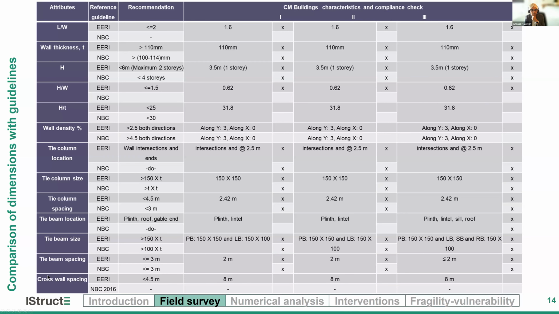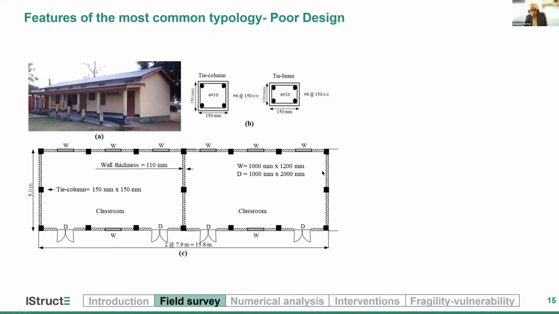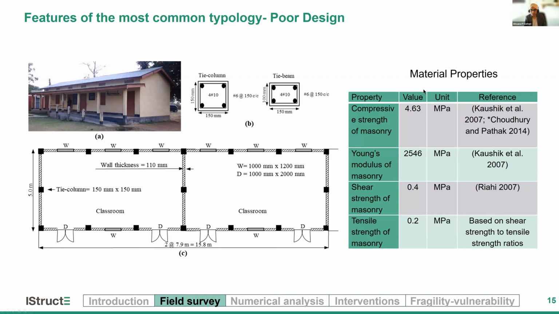Another aspect that is missing is the cross wall spacing. These are school buildings, and the guidelines are recommending residential standards, for residential buildings. So we definitely have a mismatch of functionality and the use of these buildings. We now look at one particular, most common typology. As seen here, we have a 2 classroom building with confining columns as distributed here. The material properties are adapted from literature, for lack of having done material tests for this particular study.